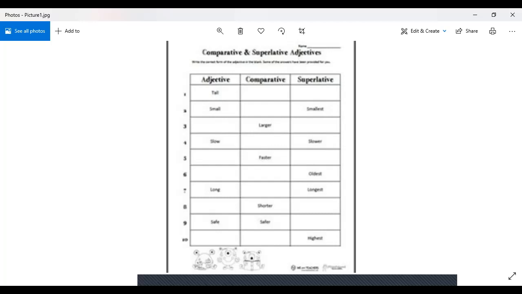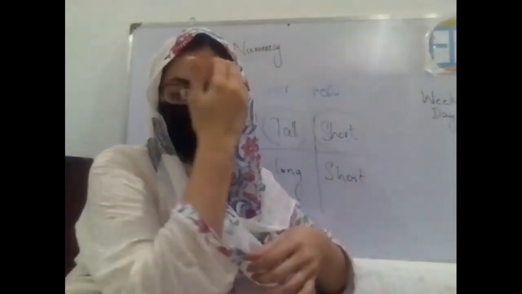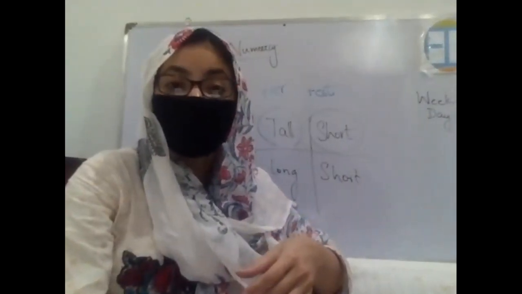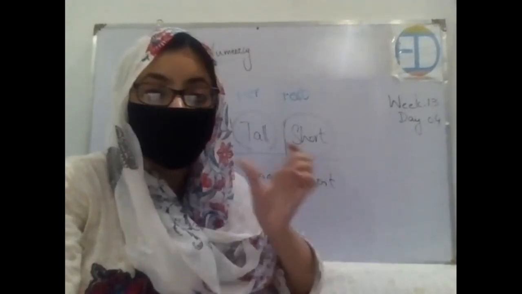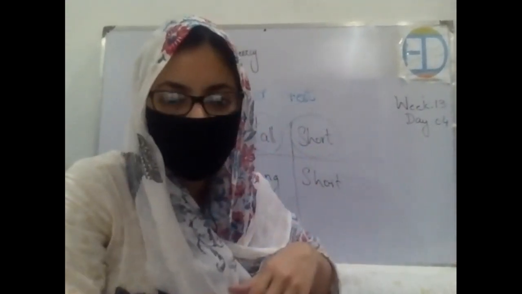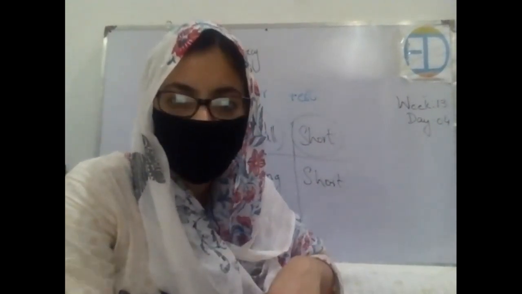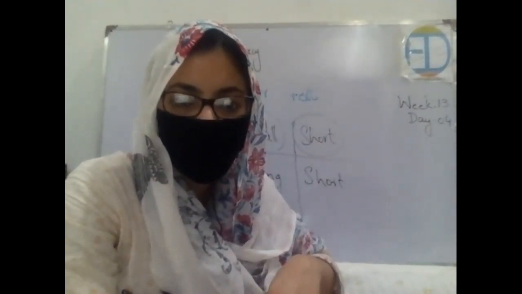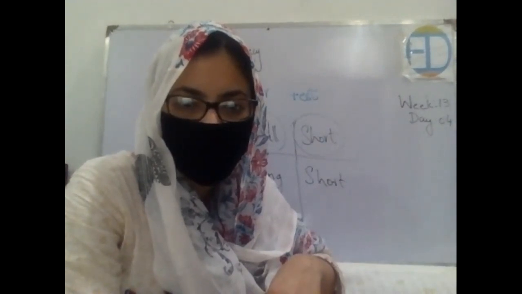Excellent, class. Okay, so these were some of the degrees that we have practiced, and you see that in all of them we have followed the same rule. Just by adding er we get the second form, and when we add est we get the third form of it, right? Okay, now I'm going to share the screen again with you, and there is another practice activity that we will be doing together.